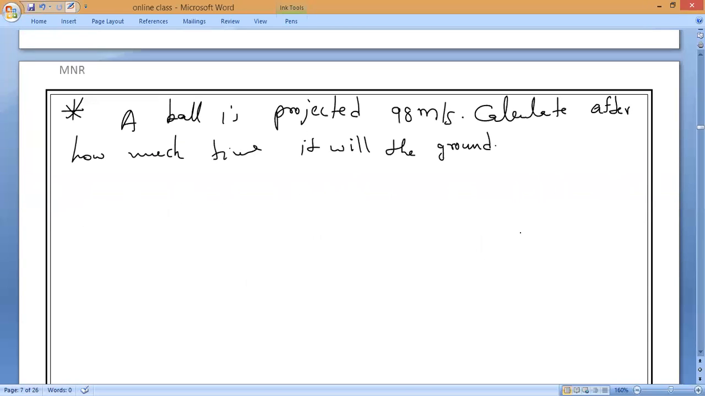Yes, please. Everybody try to read the question twice, and you can understand one thing. What is that question? A ball is projected upward with a velocity of 98 meters per second. So the initial velocity is equal to 98 meters per second.